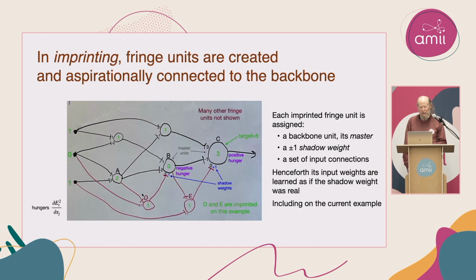Where we have a 0 input, we make a negative weight. And in this case, the hunger is negative. The shadow weight is negative, so we want to push this guy down. Oh no. We don't want to push this guy down. Even though the shadow weight is negative, you still want this unit to come on now so that he can have his negative effect on B. So still, we increase the weight to the positive things, and we have negative weights for the inputs that are 0. Okay, so that's how we imprint a fringe unit and aspirationally connect them to the backbone. The shadow weights are their aspiration about how they'd like to be connected. Okay, so that's the vision.